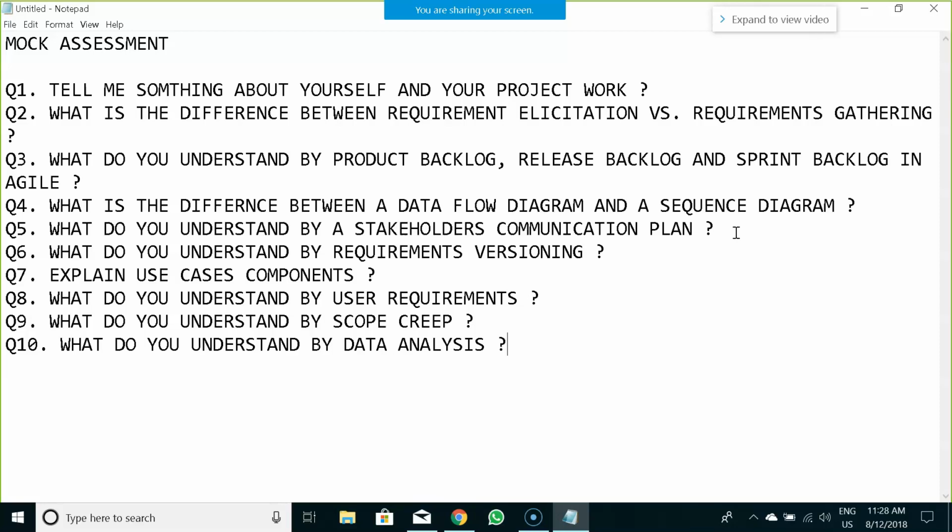Okay, so essentially, it's the process of inspecting the data, analyzing the data, thereon cleaning, transforming, and modeling the data as per our needs and requirements.